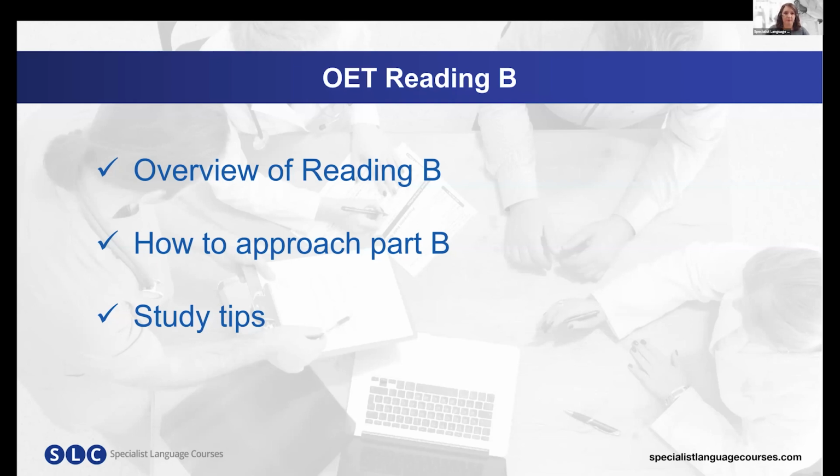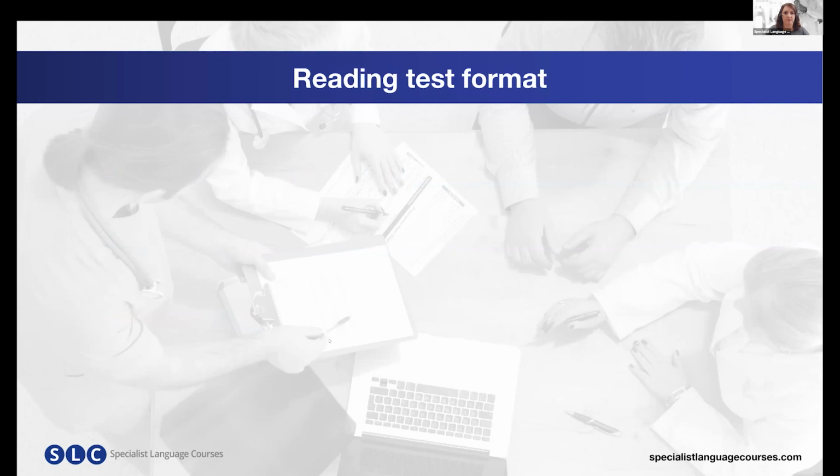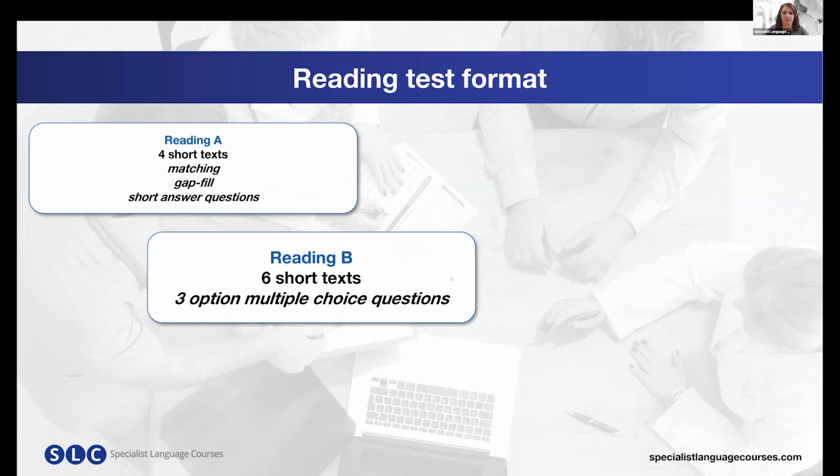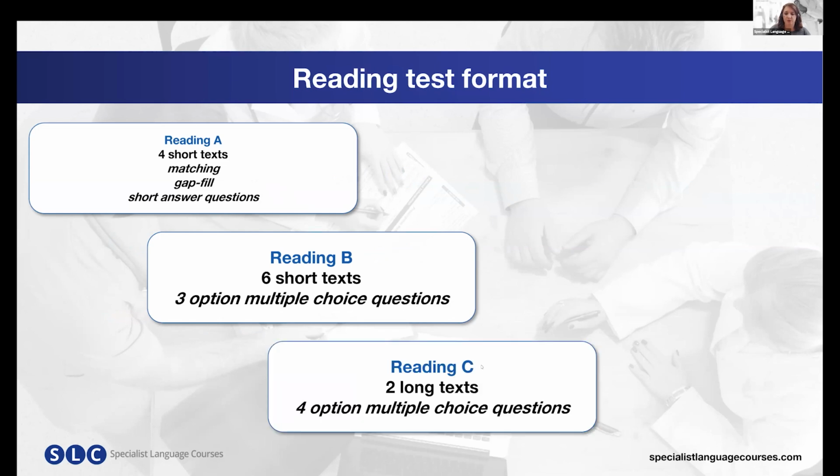A brief overview of OET Reading. We have OET Reading A, in which you have 4 short texts and you have matching and gap fill questions. Then we come to Reading B. We have 6 short texts with 3 option multiple choice questions. And also Reading C, where we have 2 longer texts. We'll be looking at Reading C in some of our later live sessions.